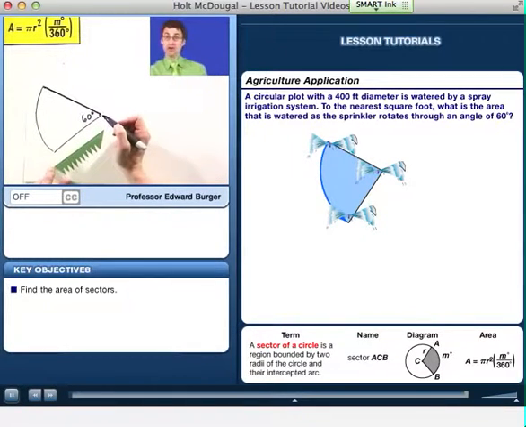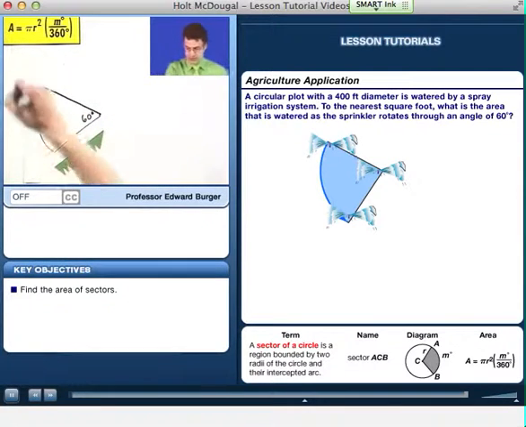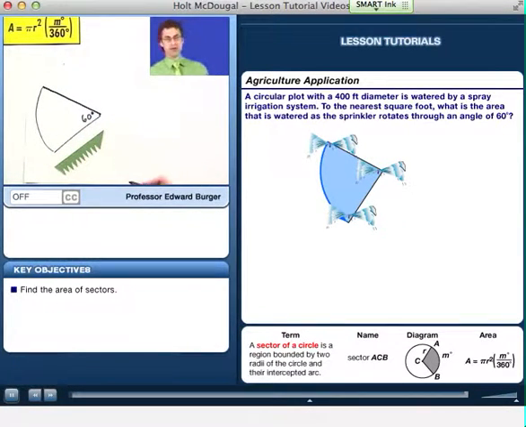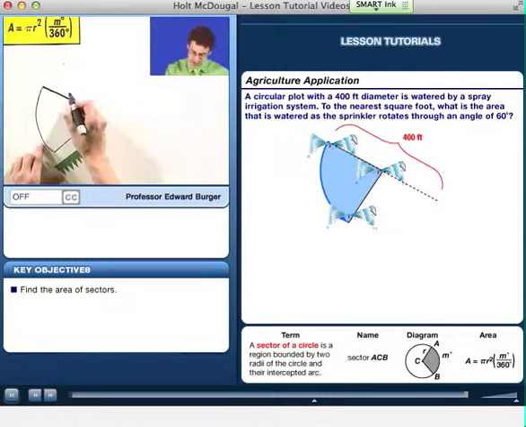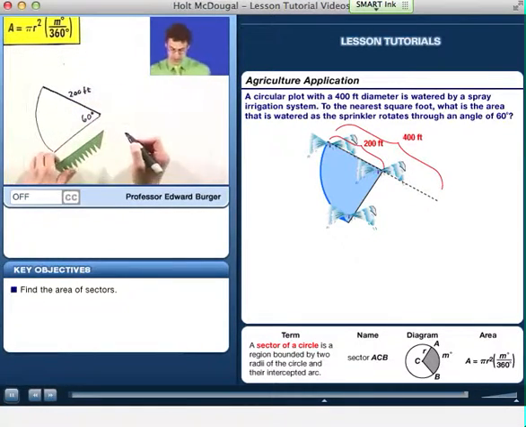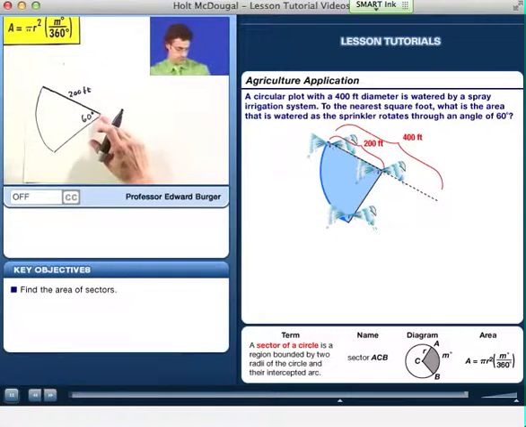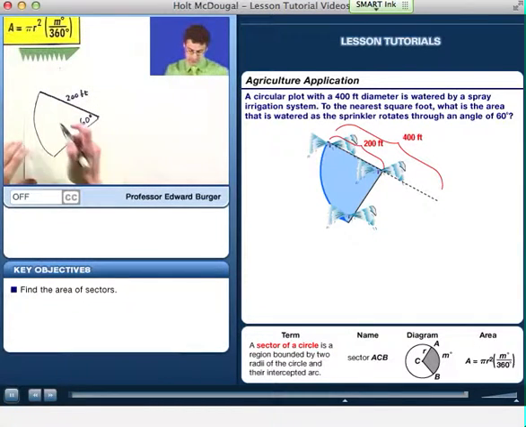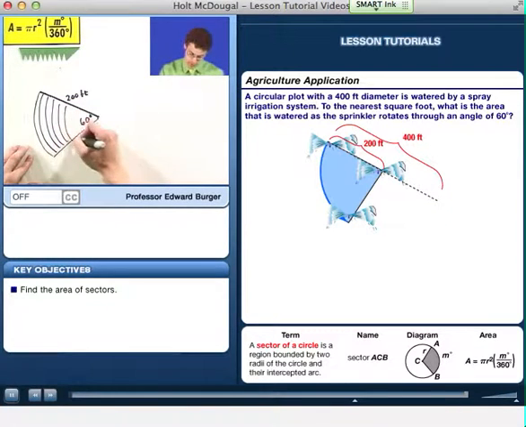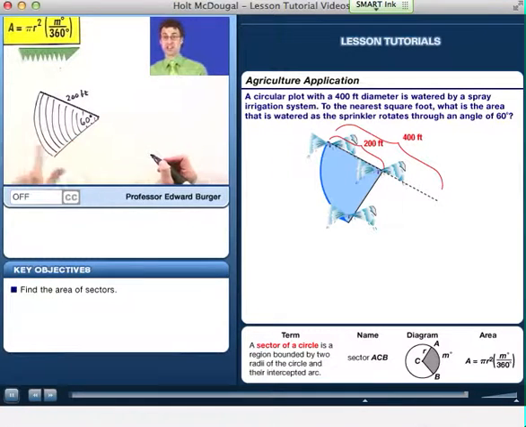Now we're told that if we were to draw the entire circle of this land, it has a diameter of 400, which immediately tells me that the radius is not 400, but 200 feet. And the question is, how much land did we actually just irrigate? Well, that's going to be the area swept out by this watering device. So what we really want here is to figure out the area of this particular sector.